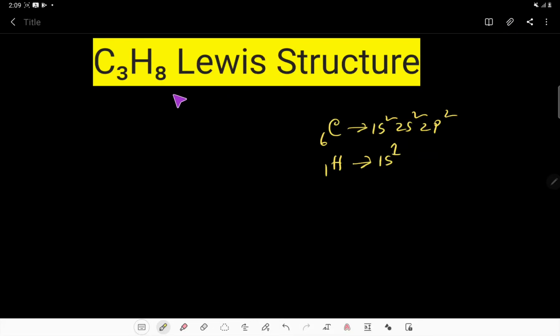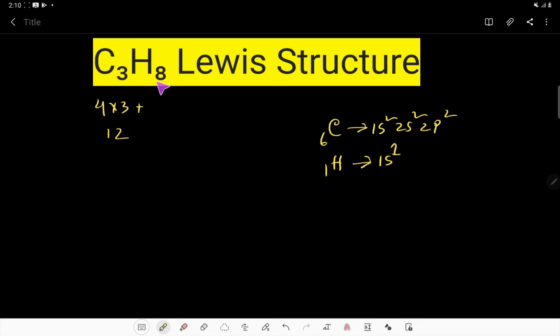C3H8 Lewis structure. To draw the Lewis structure of C3H8, at first you have to count the valence electrons present in this molecule. Carbon is in group 4A, so it has 4 valence electrons, and it has 3 atoms, so multiply by 3. So we are getting 12 valence electrons for carbon.